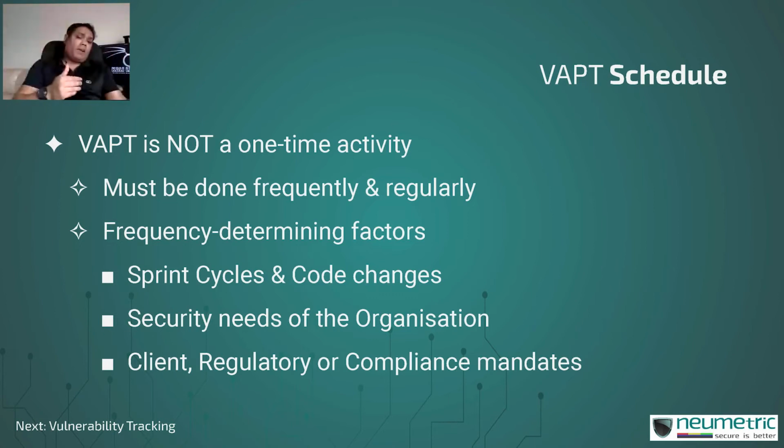Tie your VAPT activity to your sprint cycle. If you are releasing new code every month, you are making code changes that are automatically resulting in new vulnerabilities probably being introduced into the system. You need to know those.